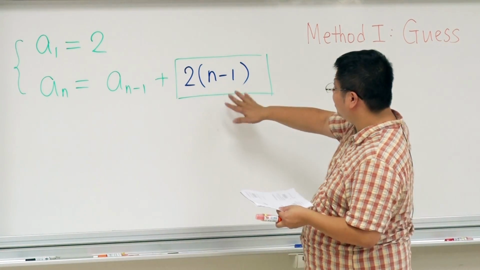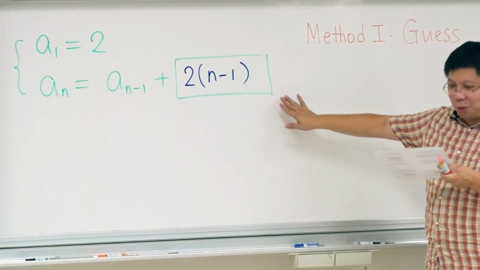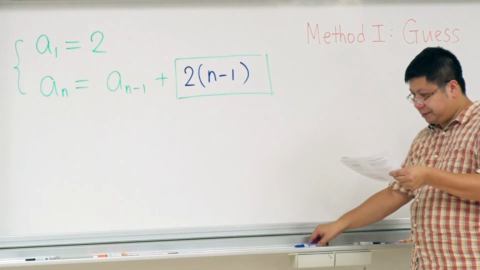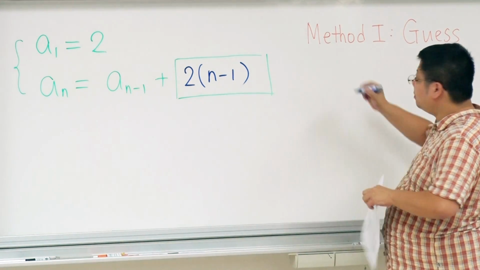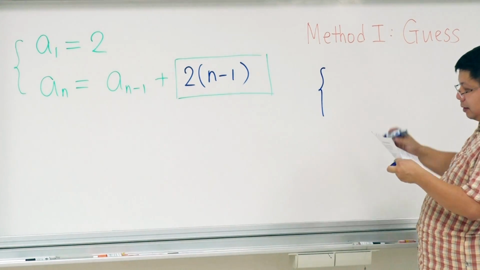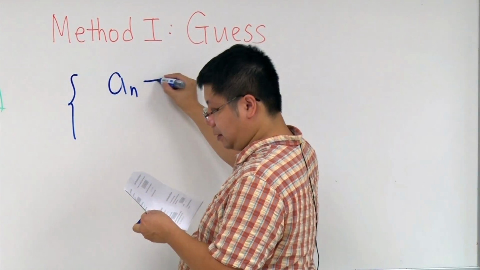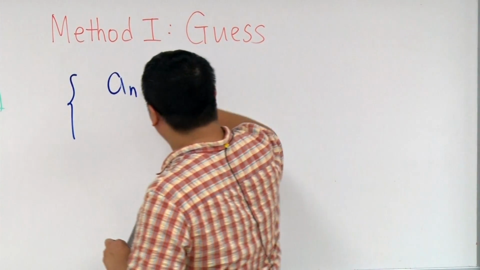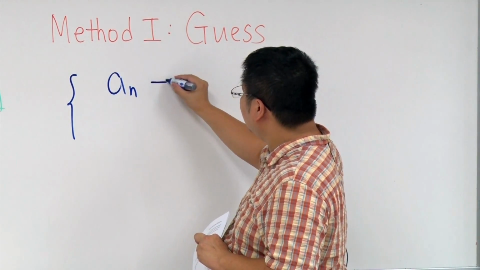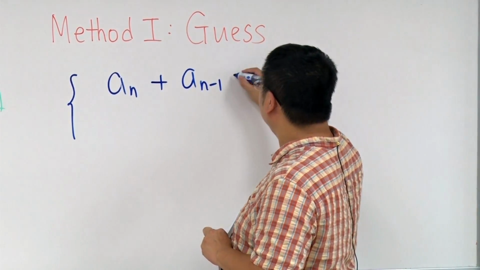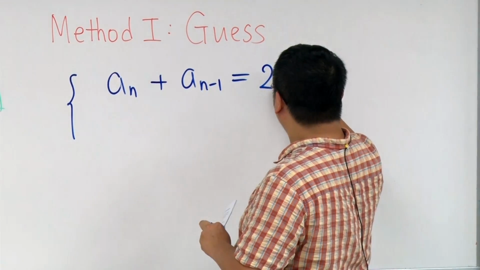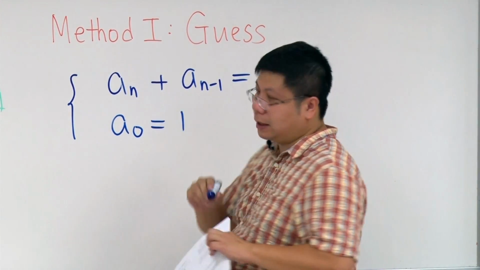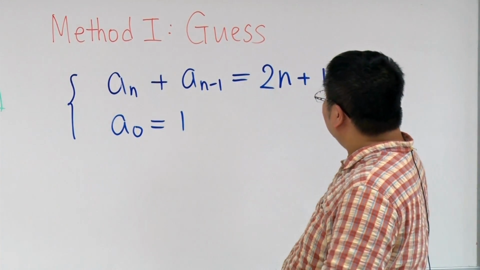Let me give you another example. This one is quadratic, not easy to guess. Let me do another example. So let's try to solve a similar problem, but this time a_n + a_{n-1} = 2n + 1. And let's say this time a_0 is equal to 1. Let's look at this example.